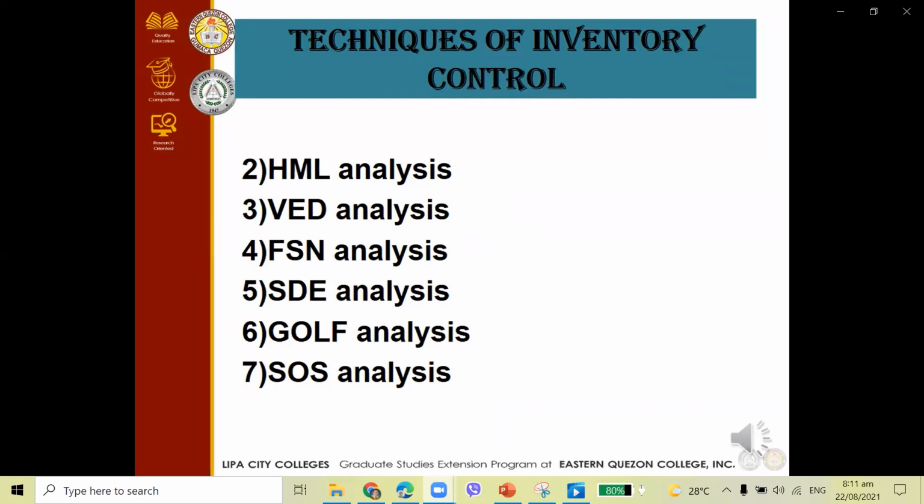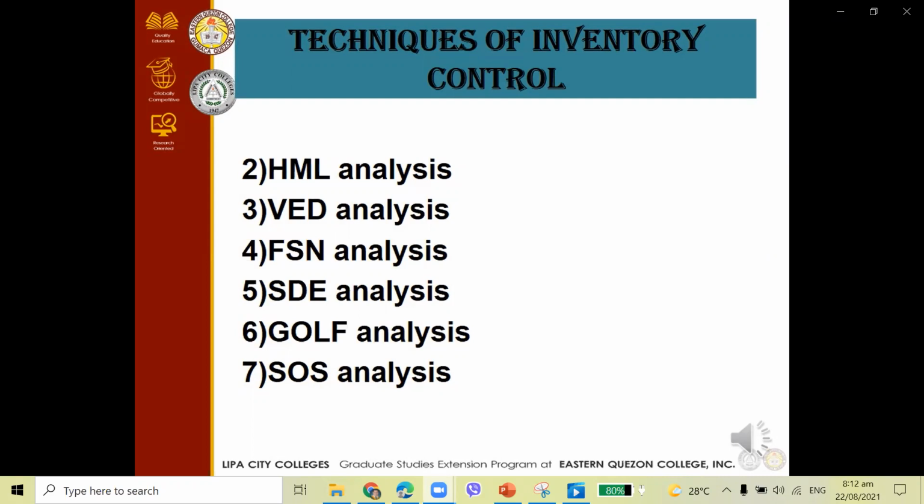Number 6 is the GOLF analysis. In this analysis, the classification of existing inventory is based on sources of the items. They are classified as government supply, ordinarily available, local availability, and foreign source of supply items.